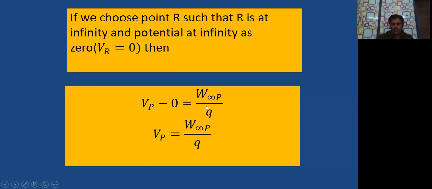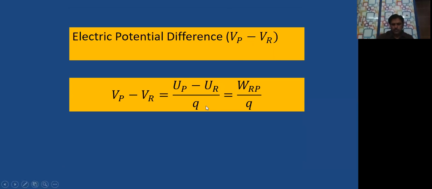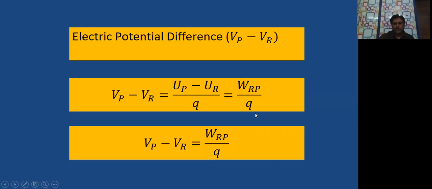Here earlier what was there? See, what was there here? Vp minus Vr is equal to Up minus Ur by Q. Now this Vr is taken as 0 and this R is at infinity now. That means Vp minus 0 is equal to W infinity to P by Q. So that is what I am telling here. See here.